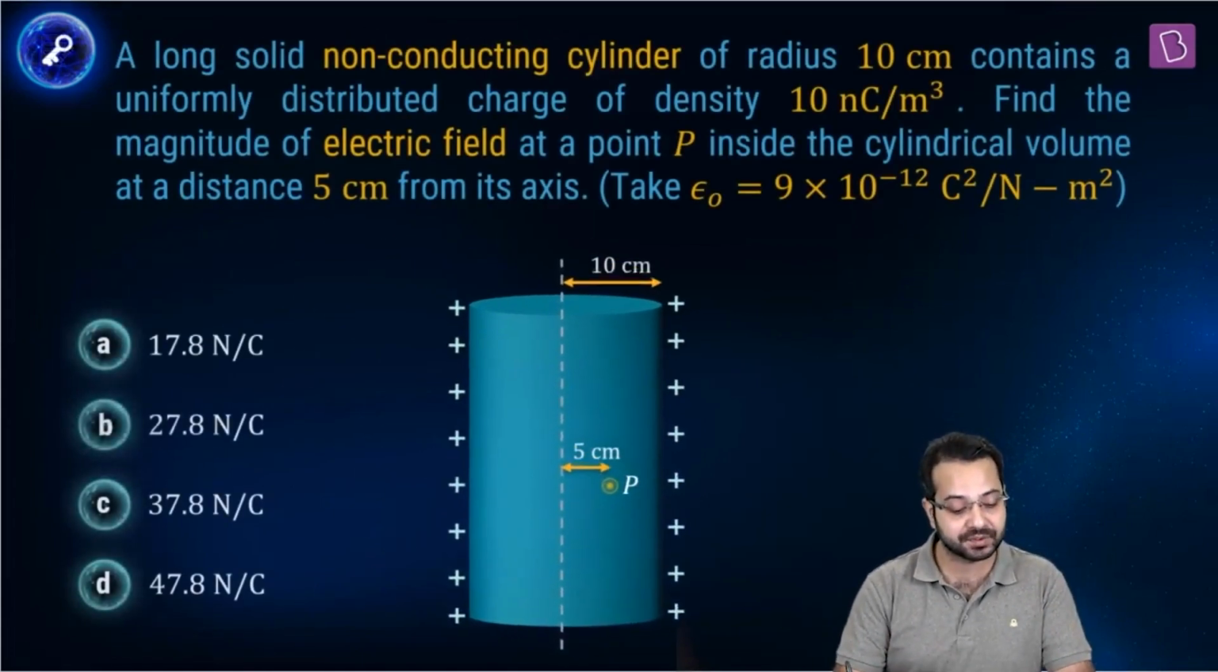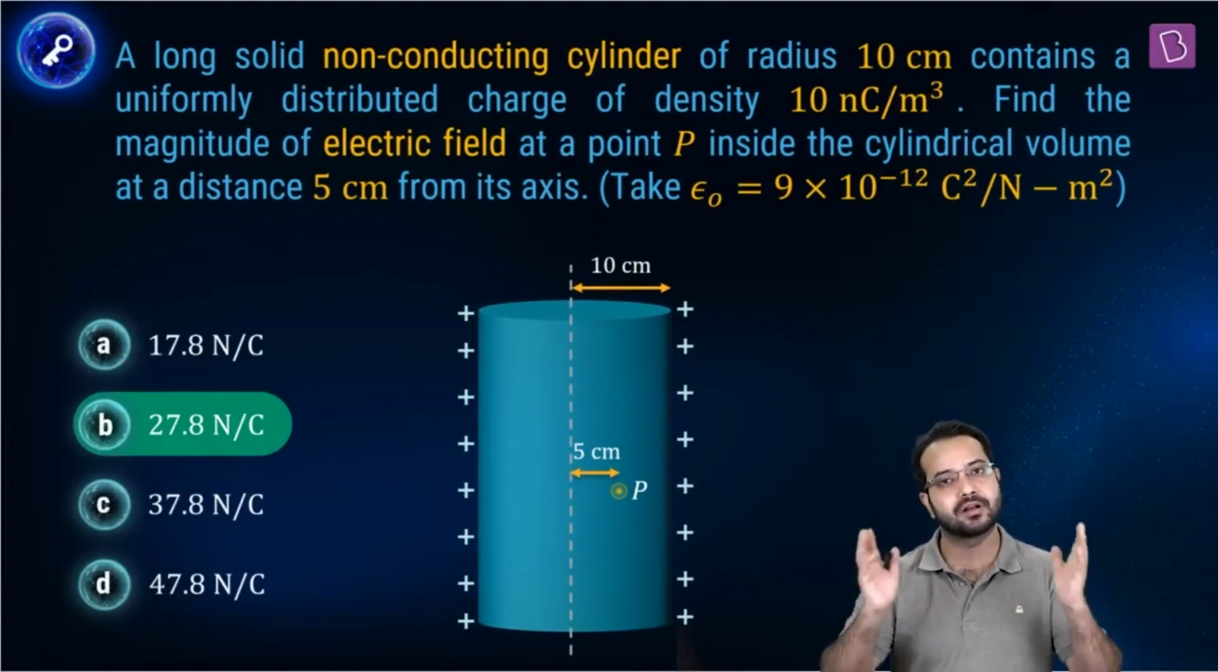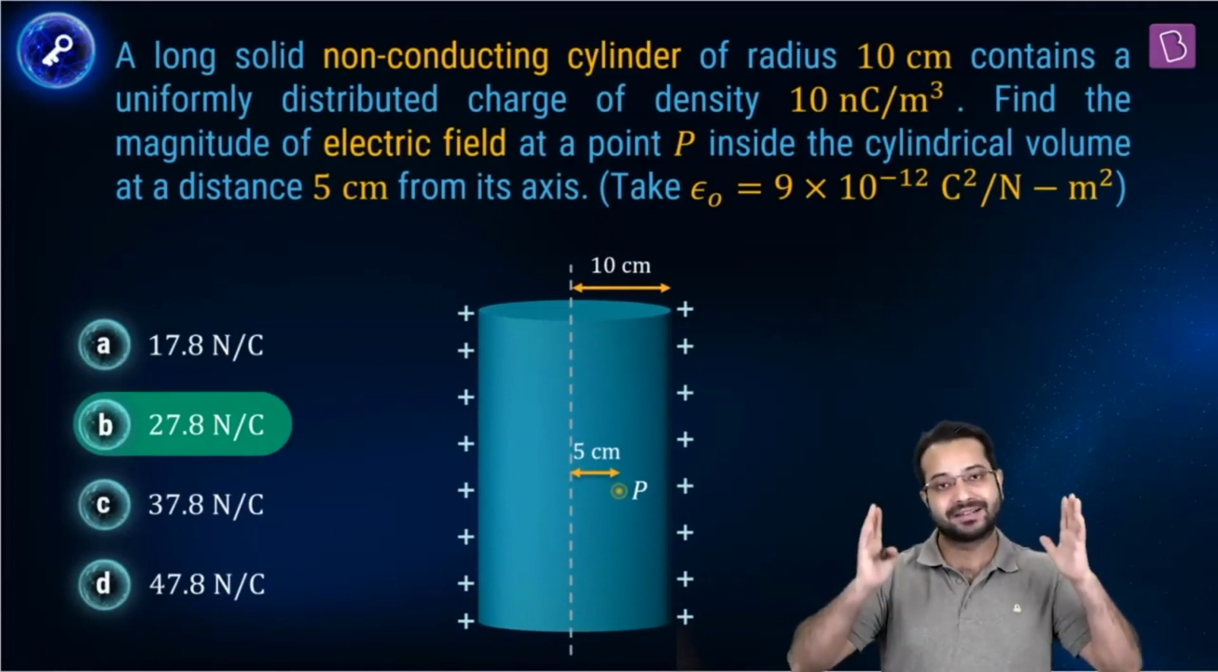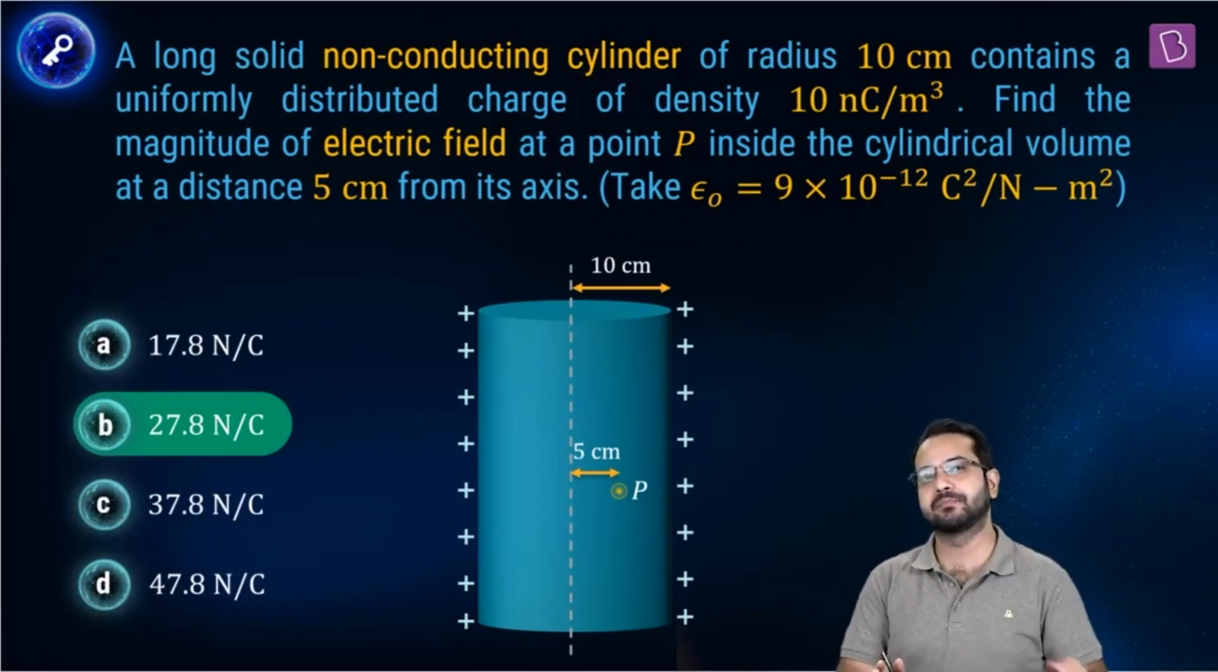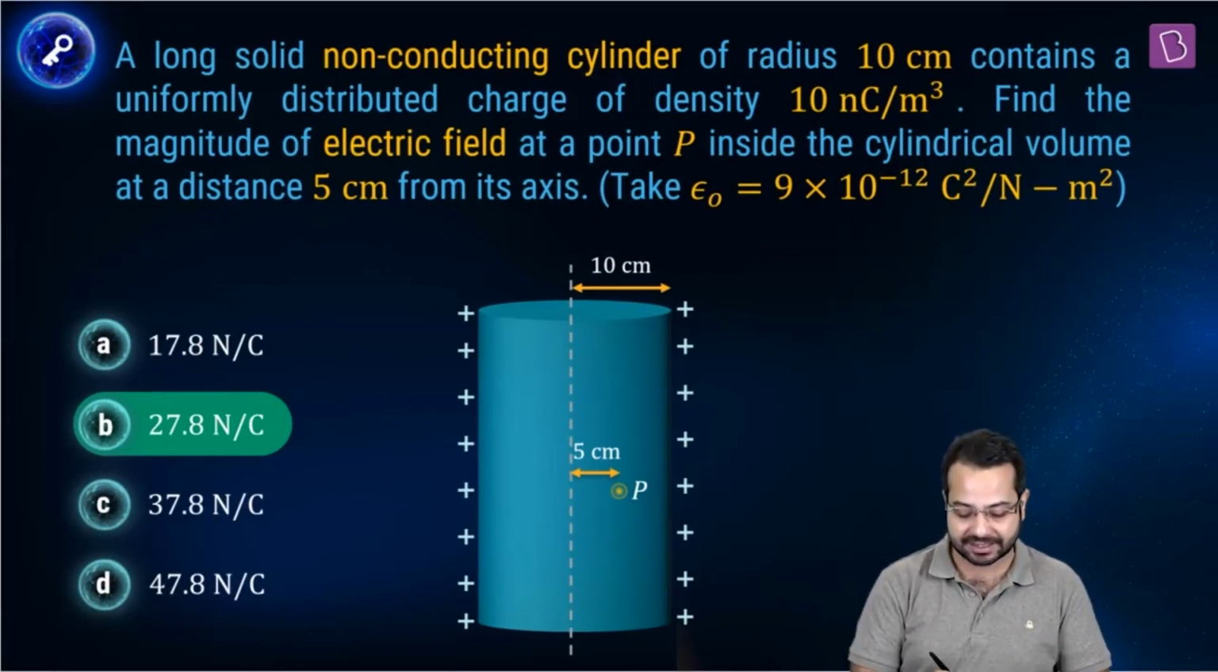Let's have a look at the options. So option B is going to be the correct option. So you see that choosing the Gaussian surface is 90% of the job. After that, it's just simple calculation. All right, let's proceed.